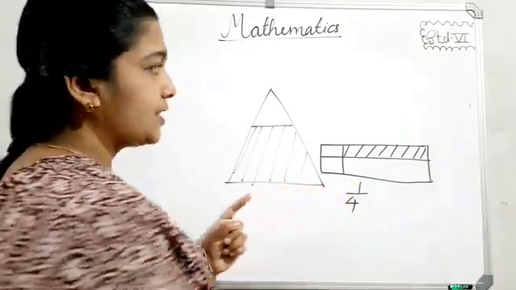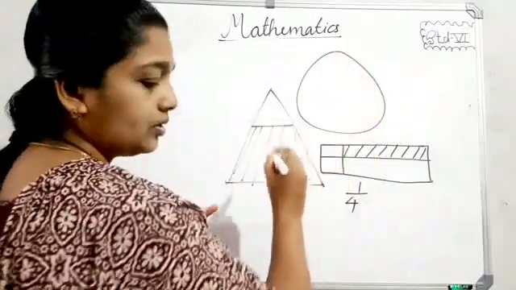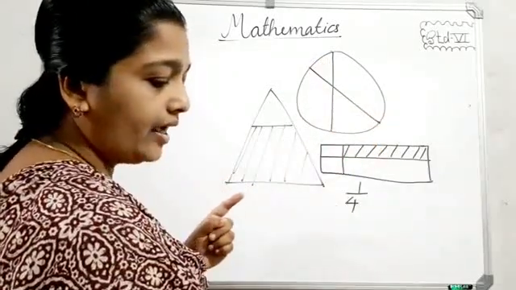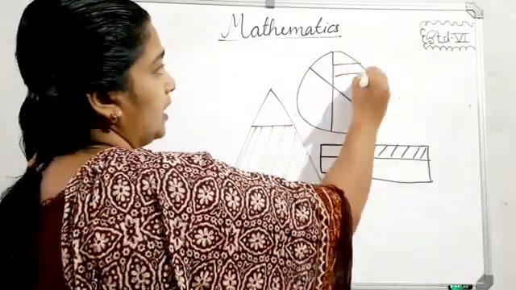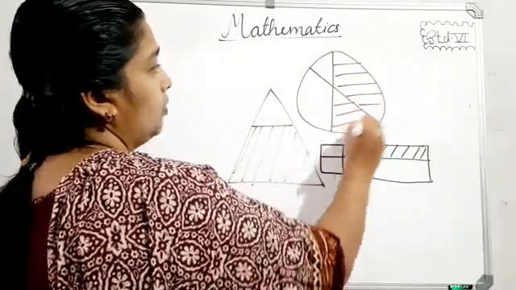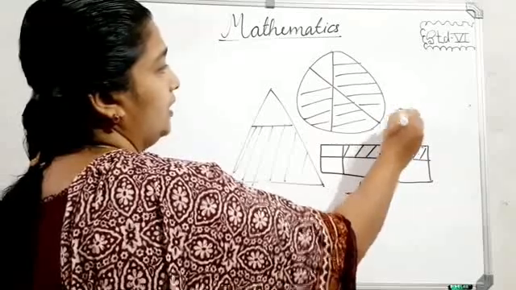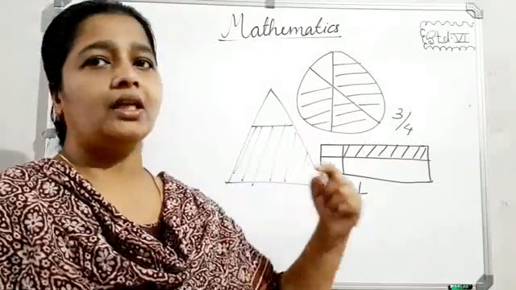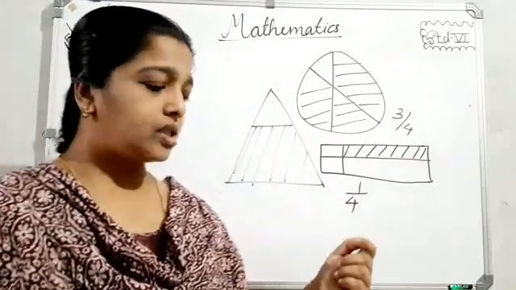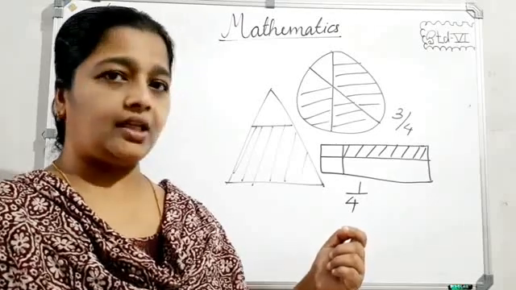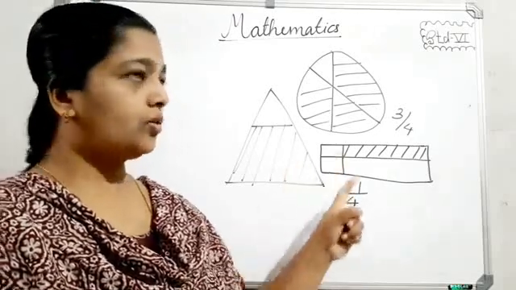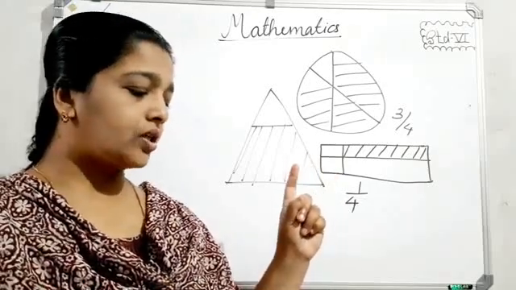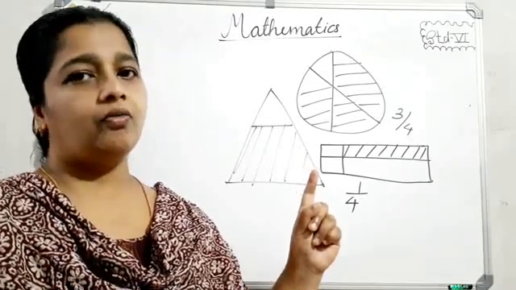Next, the last one, on the circle. There also, it is divided and given as 3/4. They shaded 3 portions, 1, 2, 3 portions shaded, and they gave 3/4. That is not equal. These 4 parts are not equal. So from the question, identify the error if any. The first question is not true, the second is not true, and the third one is also false. Clear? So we can write: shaded portion does not represent the given fraction.